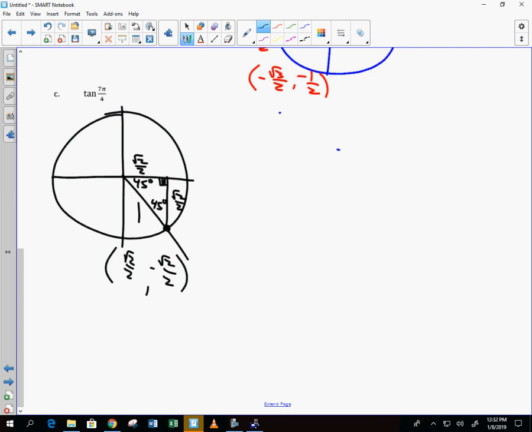So how do I produce tangent? Y over x. So if I take the y value and divide by the x value, what are you going to get? Negative 1.